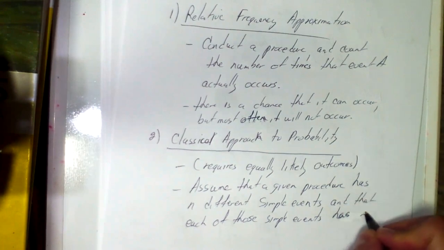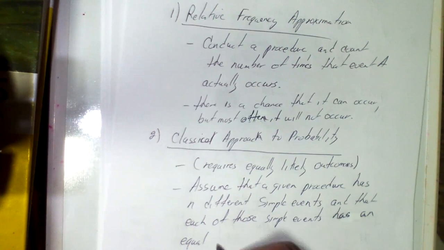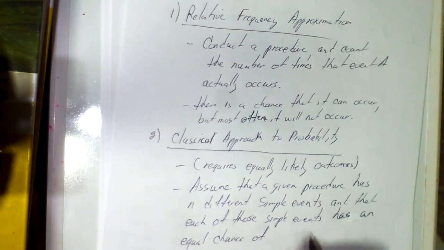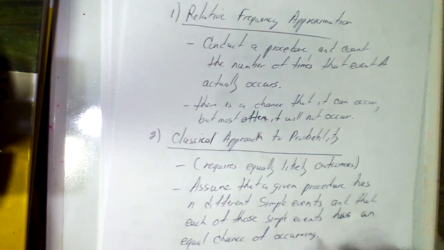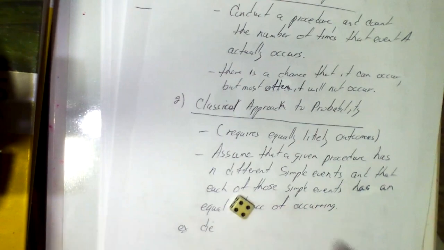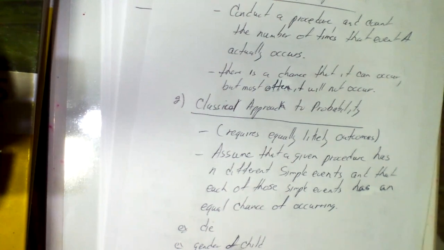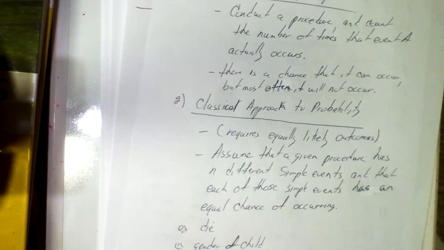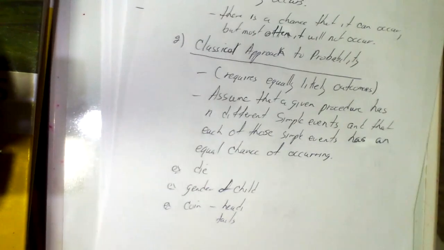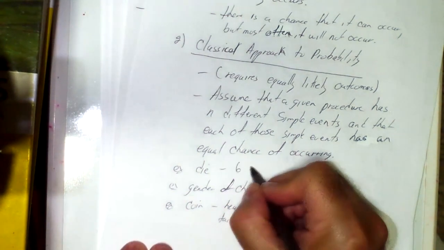Has an equal chance of occurring, kind of like a die. That's single for dies, right? That's a die, right? Or gender of a child: boy, girl. A coin: heads, tails. All of those have an equal chance of occurring, right? You can see that. Dice have six sides.